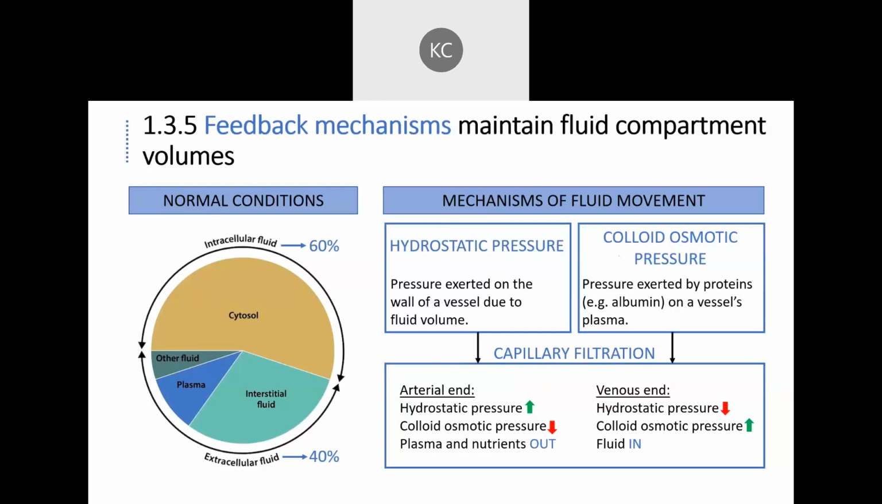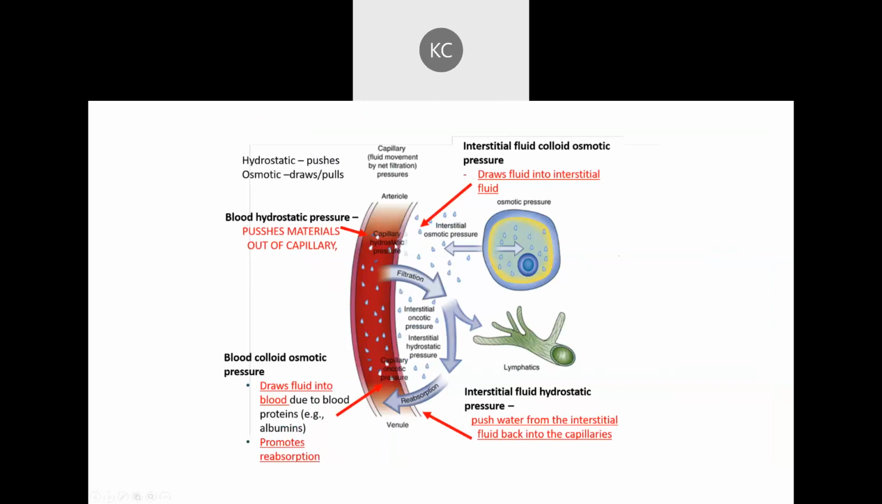On the arterial end of a blood vessel, as we'll see in the next slide, there's a high hydrostatic pressure and low osmotic pressure, and this forces things out, or promotes filtration. On the venous end, or the deoxygenated end of the capillary, you have a low hydrostatic pressure and a high osmotic pressure. In this case, this would keep fluid in or draw fluid back into the blood vessel or into the capillary. So if we look here, this is the arterial end, this is the venous end.